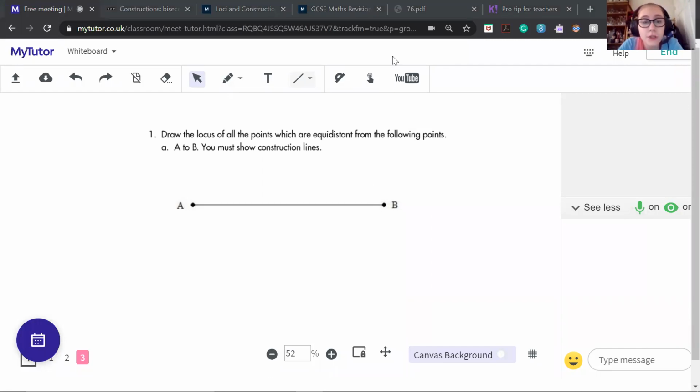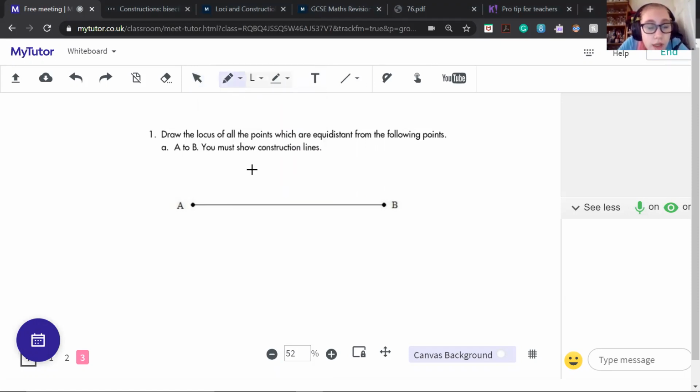Someone's asked how you would construct a 30-degree angle. You can do that by constructing a 60-degree, like I just showed you, and then doing an angle bisector. So you can make a load of different angle lengths. Okay.